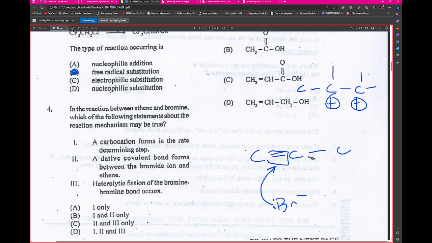So what type of bonding is this? Dative, true. It has to be dative because the bromine is contributing all the electrons to the bond. Wonderful. The carbocation forms in the rate determining step. The rate determining step is also known as the slow step, or it is synonymous with the slow step. Now, in this reaction mechanism, would the carbocation formation be the rate determining step?